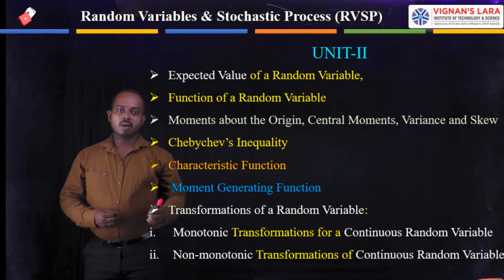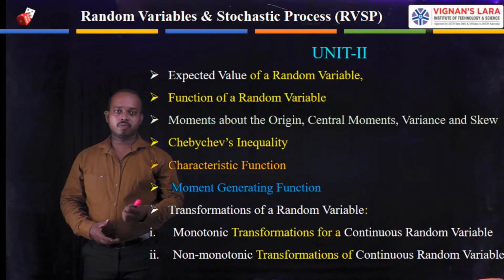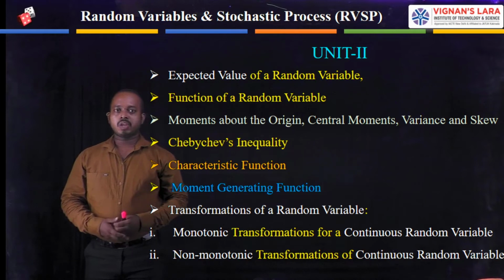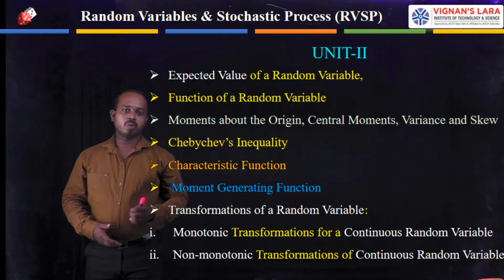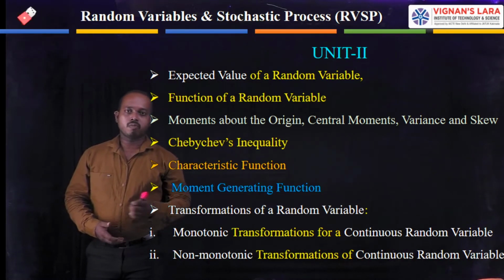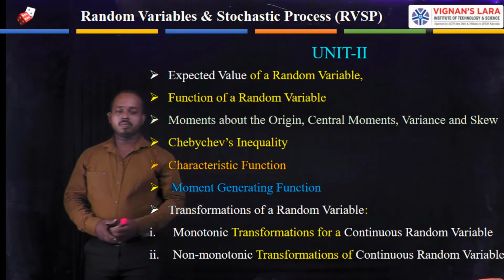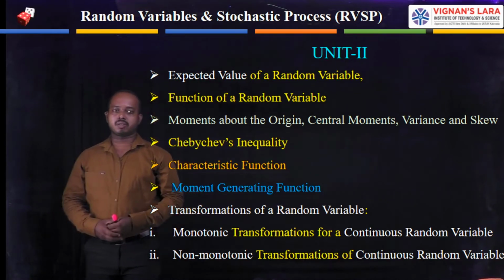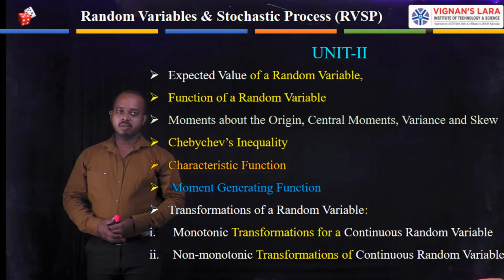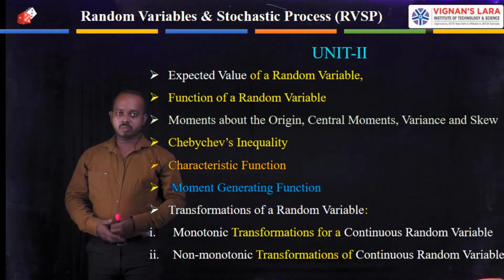Once you complete the discussion on characteristic function, we can move to moment generating function. In this, we study the moments we have for a random variable as well as a random function. Once you complete these two topics, we can go for transformation techniques. Under transformation techniques, we mainly have two types: one is monotonic transformation and the second one is non-monotonic transformation.